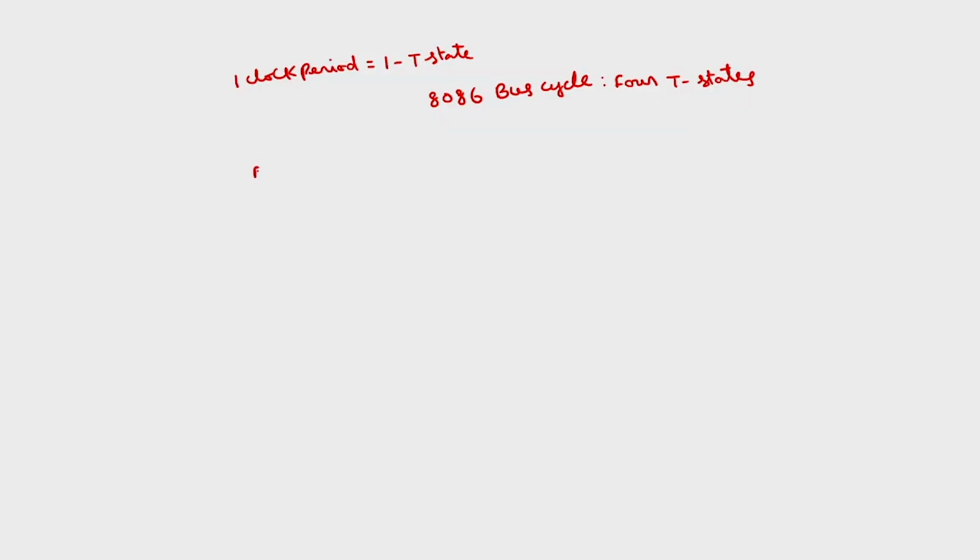That is why in the first T state, that is T1, AD15 to AD0 is used to carry address information, because the first step in any microprocessor initiated operation, either memory read, memory write, IO read or IO write, is to identify the device with its address. So we need the address bus. So in the first T state, this will be used to carry the address.